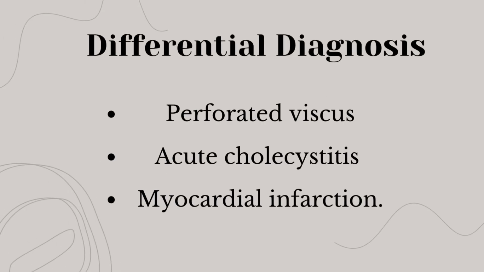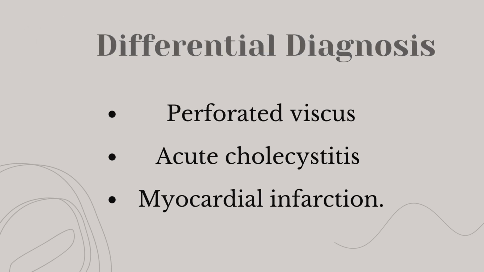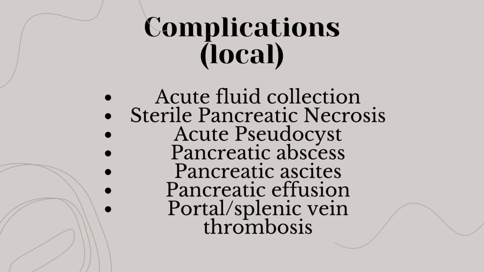The differential diagnosis of acute pancreatitis includes perforated viscus, acute cholecystitis, and myocardial infarction. The local complications of acute pancreatitis are acute fluid collection, sterile pancreatic necrosis, acute pseudocyst, pancreatic abscess, pancreatic ascites, pancreatic effusion, portal/splenic vein thrombosis.